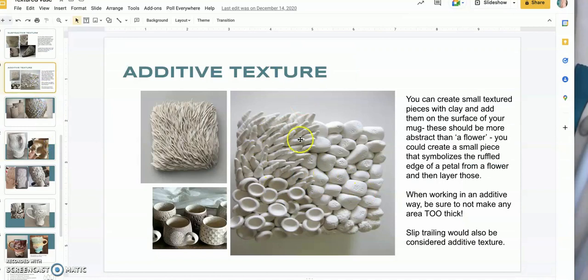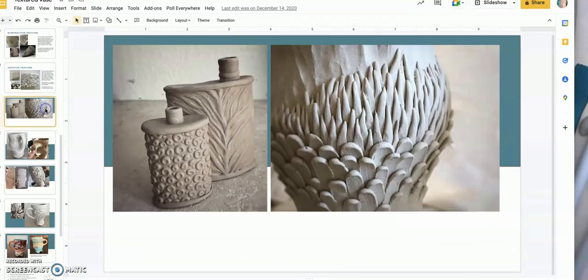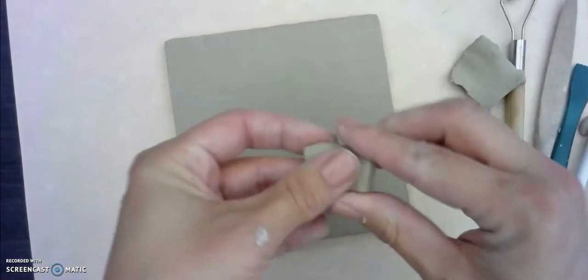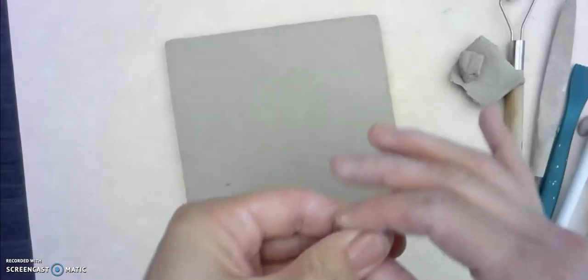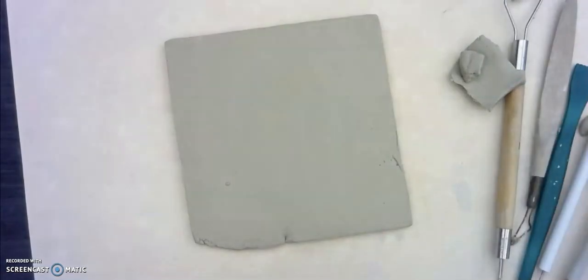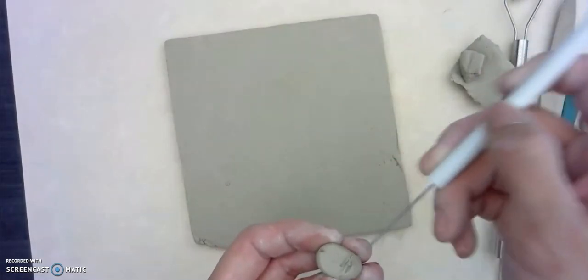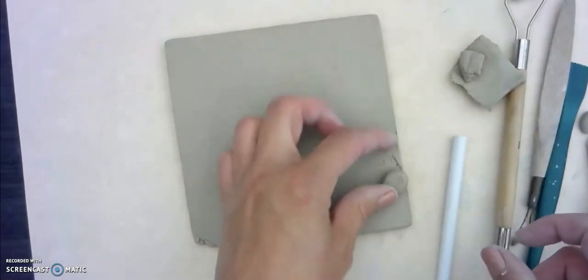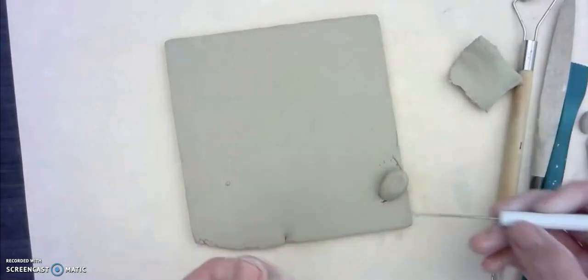This would be considered additive, right? All these forms here. Look how this person made these little spheres. This is completely additive as well. There's some more additive. So it is a lot of scoring and slipping. Again, scoring and slipping, right? So if I was to try to recreate what I saw in there, we're still going to score and slip as usual.